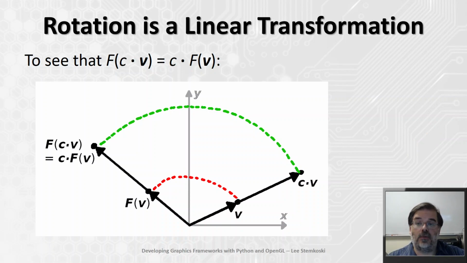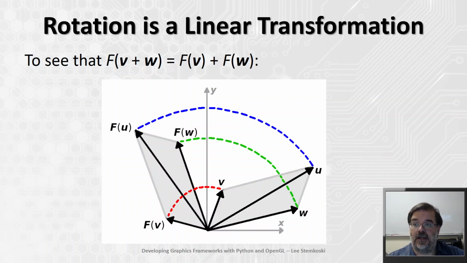The other property we have to check to see if something's a linear transformation is vector addition. We need to check that f of v plus w is equal to f of v plus f of w. So to begin, I'd like to define another vector. I'll call it u. And let's say u is equal to v plus w.